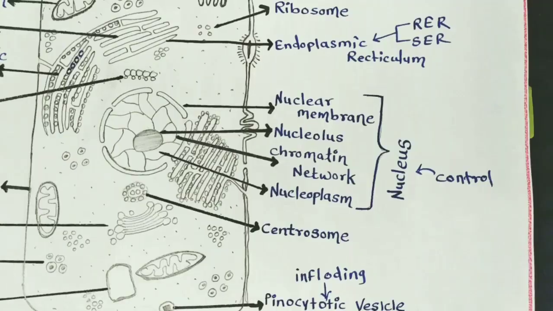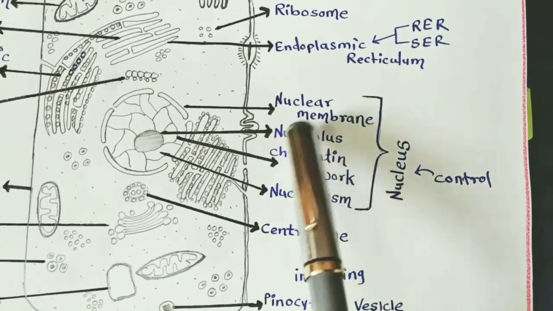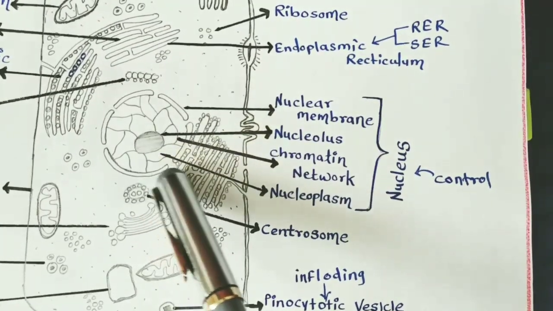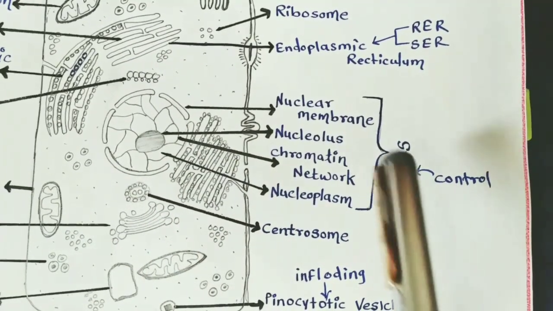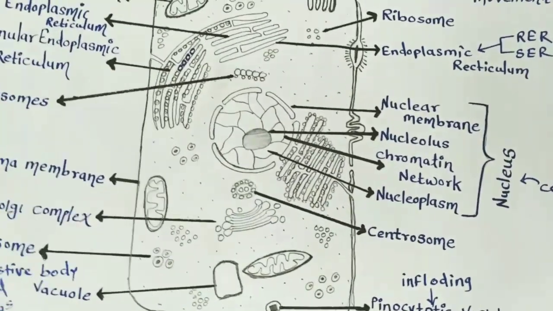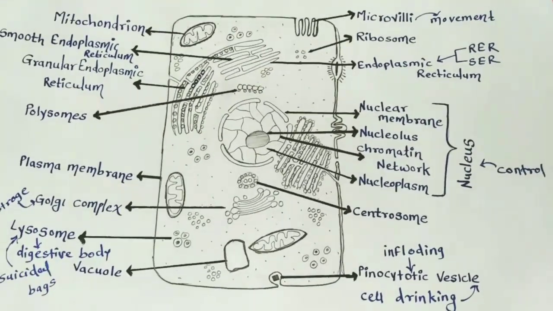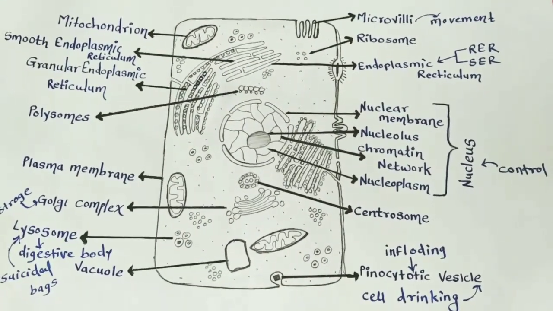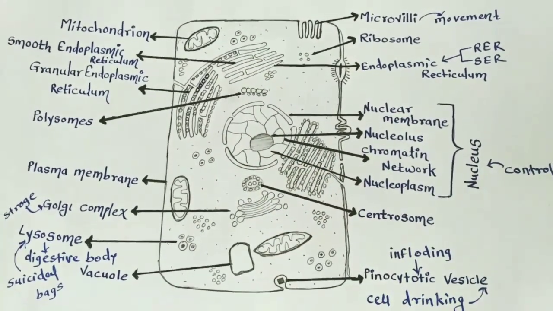So the next important point is the nucleus. In the nucleus, the nuclear membrane is found. The nucleus is the controlling center of the cell. It contains genetic material in the form of chromosomes. Prokaryotic cells do not have a true nucleus, but eukaryotic cells have a true nucleus.